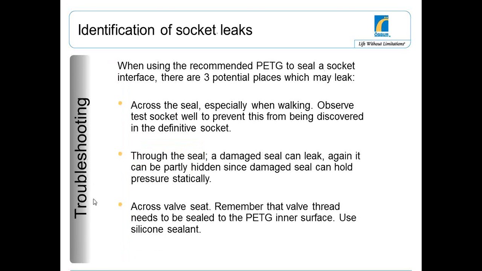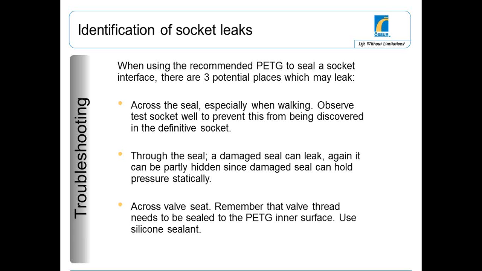In terms of identifying socket leaks, when you're using the PETG to seal the socket, there are potentially three main places where you might get leaks. A is across the seal, especially when someone's walking. So you want to make sure that you address this in the check socket fitting, so you don't figure out in your definitive fitting that this was a problem. Make sure you really look at how that seal conforms to the socket wall, and that you don't have any spots that are poor in terms of pressure distribution.